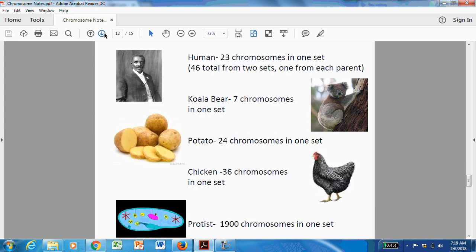For instance, you see a koala bear has 7, potatoes have 24, chickens have 36. And the closer you are in relation to that organism, probably the closer the amount of chromosomes that you have. That may or may not be true for some, but if you're looking at species like us and, let's say, apes, we're pretty similar.